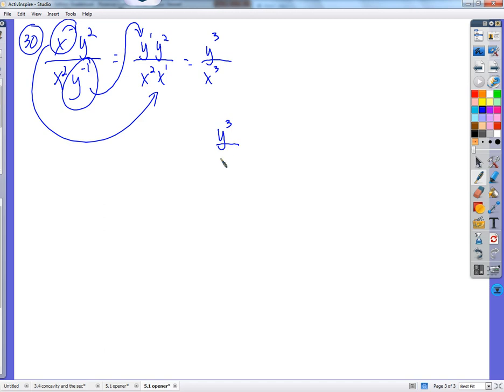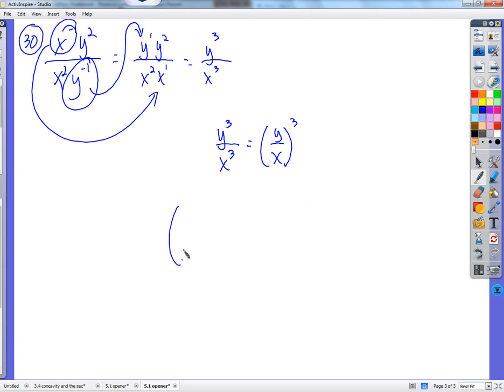Y to the third over x to the third, we're going to use this and talk about another property of exponents. Not one that we have to memorize, not even one that's that surprising. I don't want you to memorize it, but I do want to acknowledge it and recognize it as something that's true. You can write it like this, you can write it like that, it's the same thing, but that's not all that surprising if you think about it.